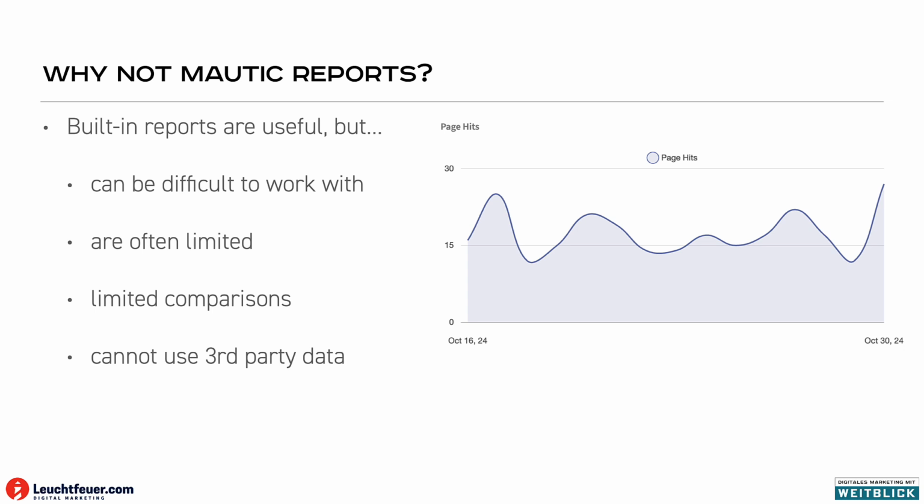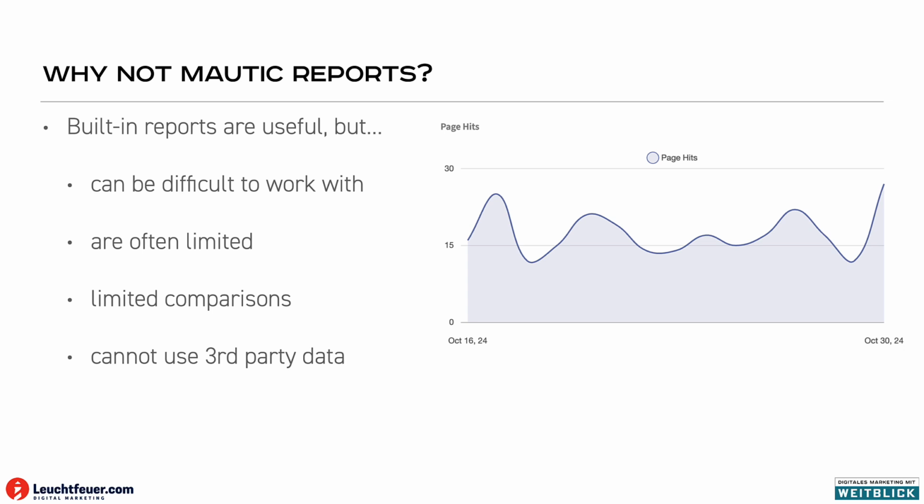But it can be deceptively difficult to use because, for example, there are a total of 24 different data sources that you need to choose for your report, and not all of them can be understood at a glance. What's the difference between form and form submissions, between emails and email sent? All of them have loads of different data points, and so for a non-technical person, for a Mautic user, it can be really difficult to get started with Mautic reports. Also, they are quite limited.